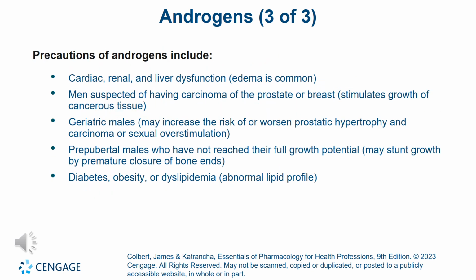Some precautions of androgens include cardiac, renal, and liver dysfunction. Edema is common. Men suspected of having carcinoma of the prostate or breast, as androgens stimulate growth of cancerous tissue. Geriatric males, they may increase the risk of or worsen prostatic hypertrophy and carcinoma or sexual overstimulation. Prepubertal males who have not reached their full growth potential, it may stunt growth by premature closure of bone ends. And diabetes, obesity, or dyslipidemia, which is abnormal lipid profile.